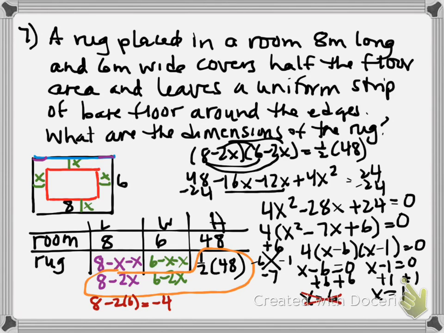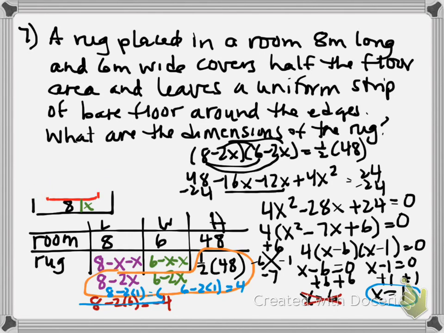So what I'm going to do is figure out my two answers by getting rid of this one, and I'm going to plug 1 into each of these. So I have 8 minus 2 times 1, which is going to give me 6. And I'm going to have 6 minus 2 times 1, which is going to give me 4. So I'm going to do a little erasing of my drawing here so I can write my answer. I'm just trying to keep this on one screen for you guys. And they wanted to know just the dimensions of the rug.